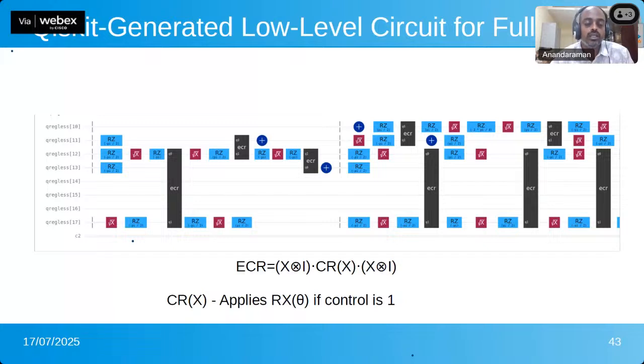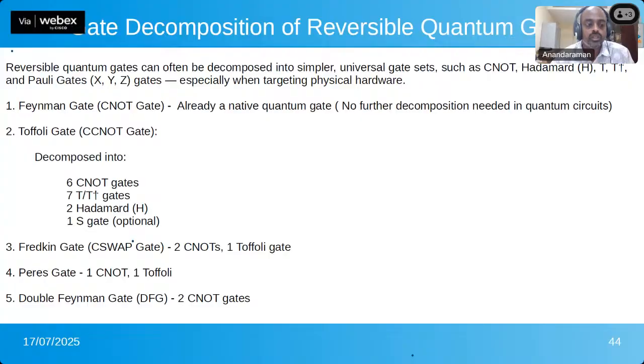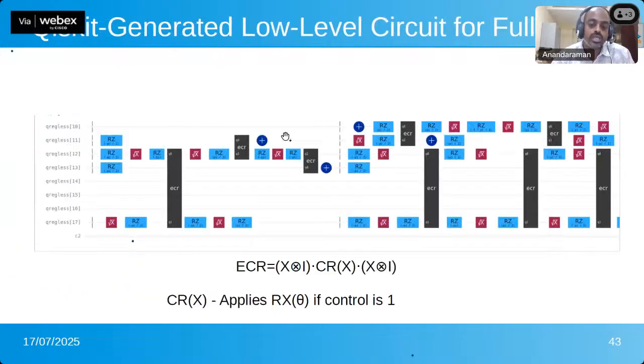So with the single qubit primitive gates and 2 qubit primitive gates only, most of the circuits are built physically. So each gate is decomposed. Feynman gate, Toffoli gate, whatever gate we have seen, those things are decomposed into CNOT gate, T dagger gate, S dagger gate, V dagger gate, or Hadamard gate. This is how decomposition is done.